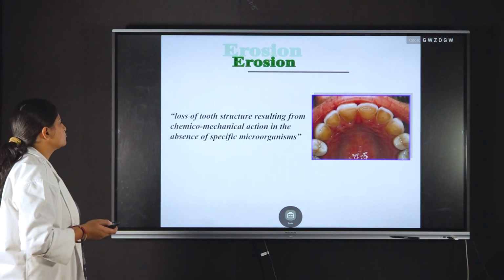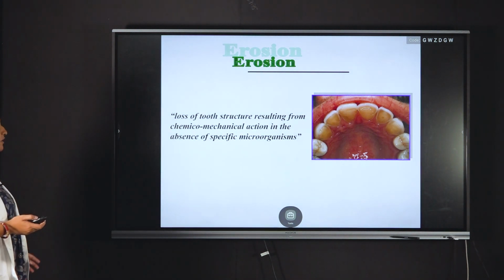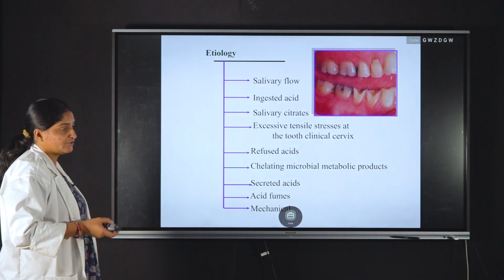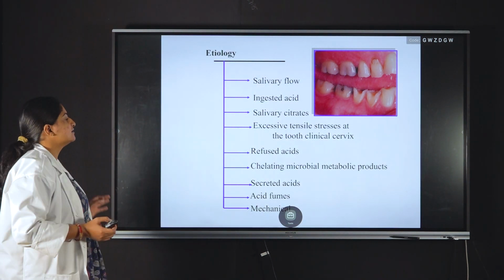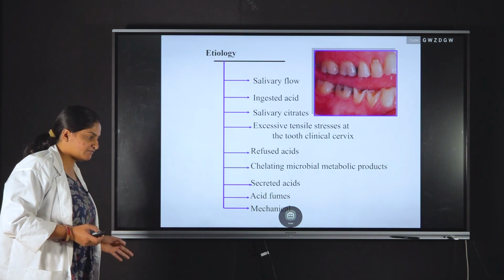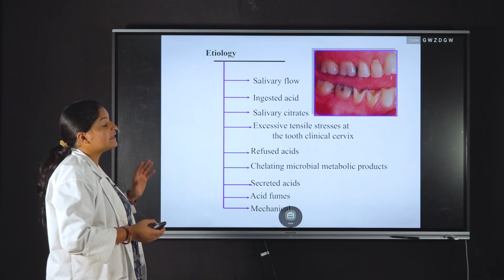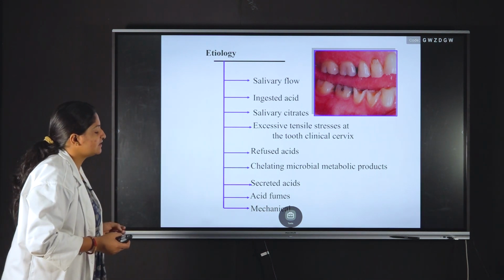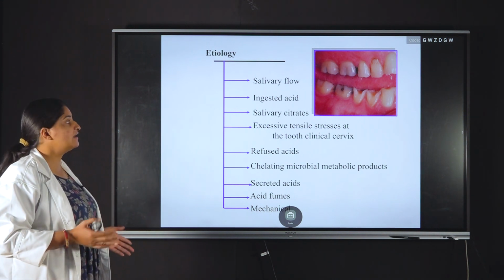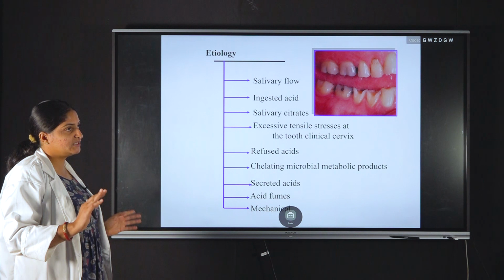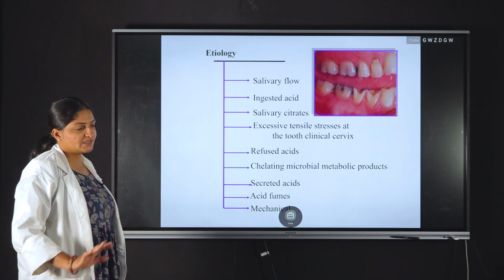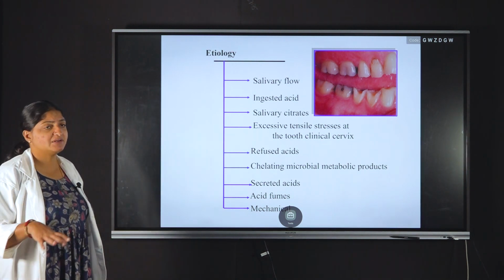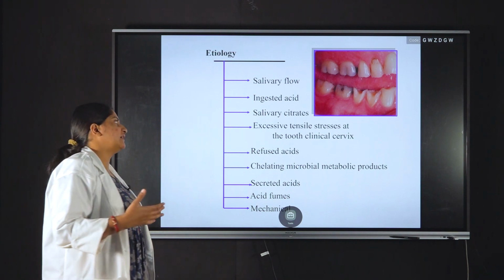Coming to the erosion. So loss of tooth structure resulting from chemico-mechanical action in the absence of specific microorganisms. So coming to the etiology, the causes of the erosion are salivary flow. If there is a decrease in the salivary flow or increase in the salivary flow, or any variations due to any kind of chemotherapy or functionally disabled salivary glands or any kind of lesion of the salivary gland, then that may affect the salivary flow and is one of the causes for the erosion. So what happens if the salivary flow is decreased? The acid reflux may happen or regurgitation can happen, and it may cause the tooth loss at that particular area.